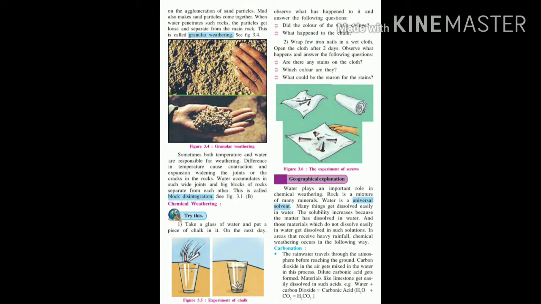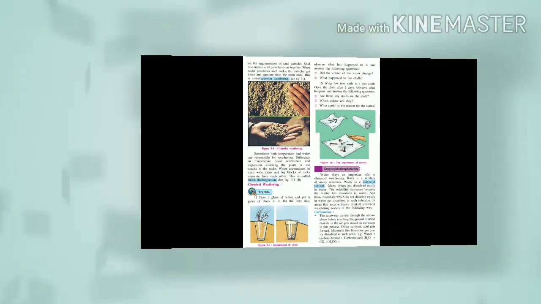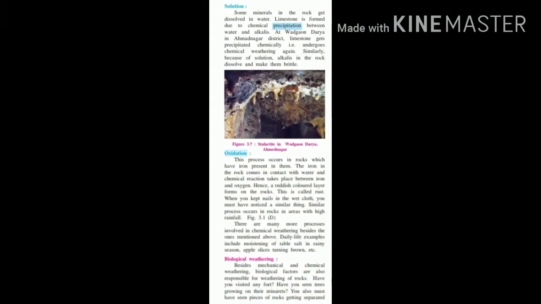Now this dilute carbonic acid gets formed and material like limestone gets easily dissolved in such acids. For example, water plus carbon dioxide is equal to carbonic acid, that is H2O plus CO2 is equal to H2CO3. Students will study about solution.